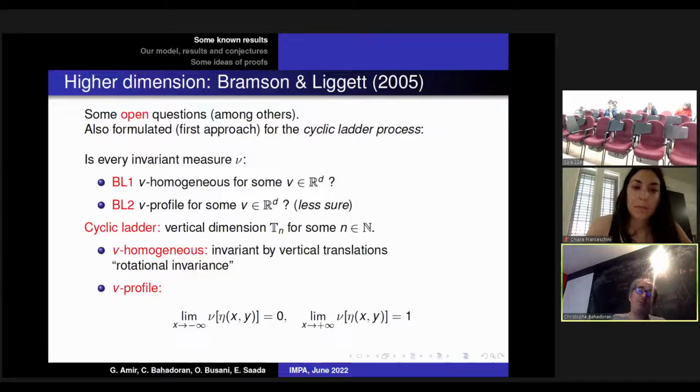And then they say, well, these are difficult problems, and maybe it would already be interesting to try to answer them for a simpler toy model, where one of the directions would be finite and cyclic, and they call this the ladder process. So say the y direction is the torus, and in this context, V-homogeneous, they say, would mean rotational invariance. So the problem would be: if you have a ladder process that I'm going to define in a moment, is it true that any invariant measure is invariant by rotational shifts in the torus direction? And V-profile would mean that you look at things in the infinite direction.